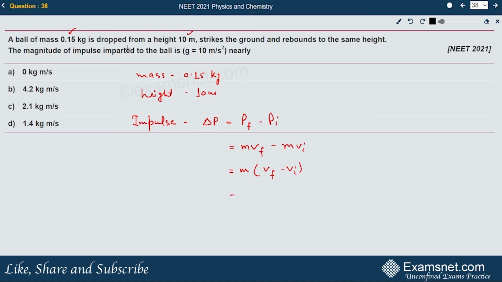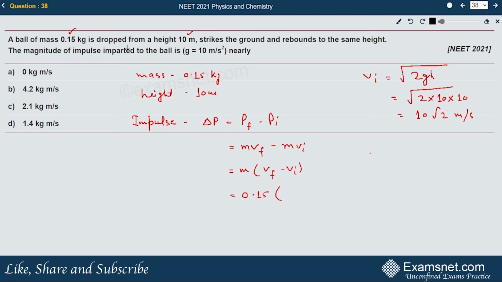So we know the value of mass because it is given as 0.15 kg. But we don't know the value of velocity, so first we'll try to find it out. The velocity before collision, that is initial velocity, will be equal to root under 2gh. Here we will have 2 into g, the acceleration due to gravity, which is given as 10 meter per second square, and height is given as 10 meter. So on solving this we get 10 root 2 and the unit is meter per second.